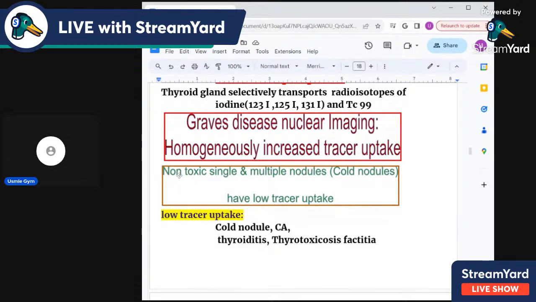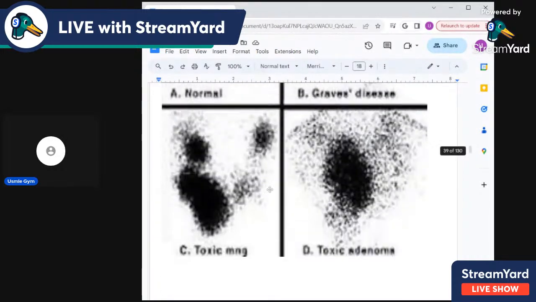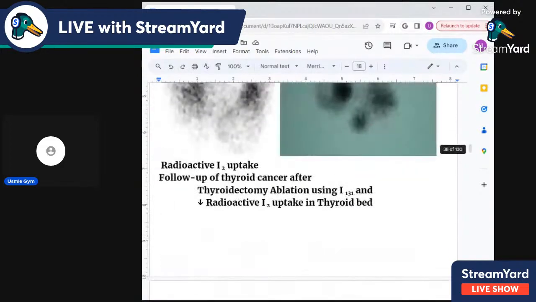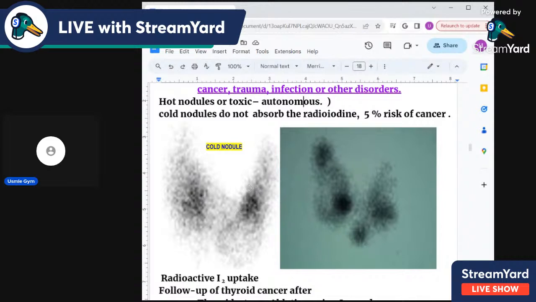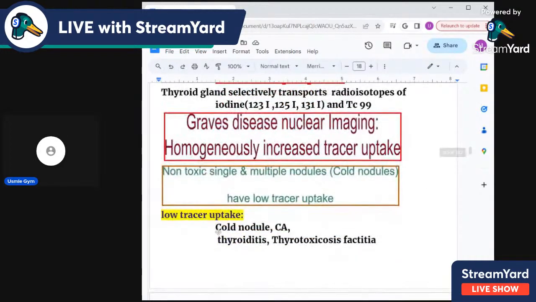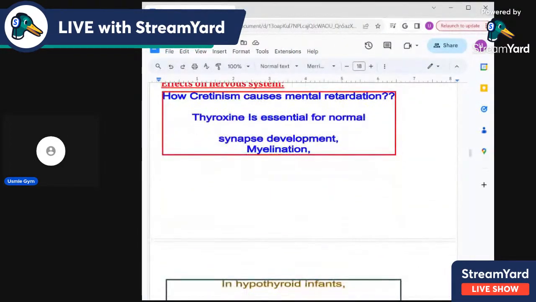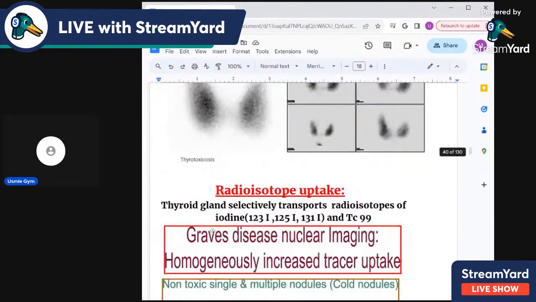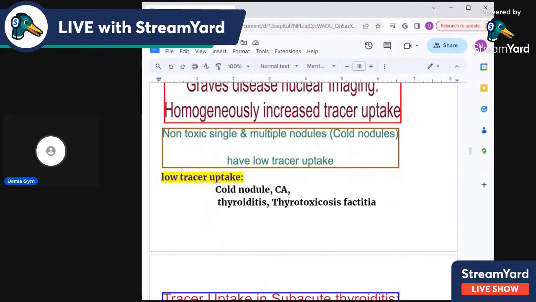Non-toxic single and multiple nodules: the non-toxic nodule may be single or they may be multiple, or cold nodule also called. They have low tracer uptake. Let me show you again. This is a cold nodule, maybe multiple. Here it's only one. So showing less, cold nodule, taking up less iodine. Okay, in Graves' disease, they're non-toxic, have low tracer uptake.